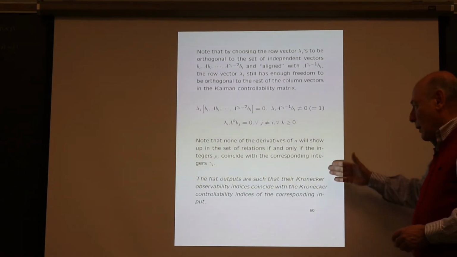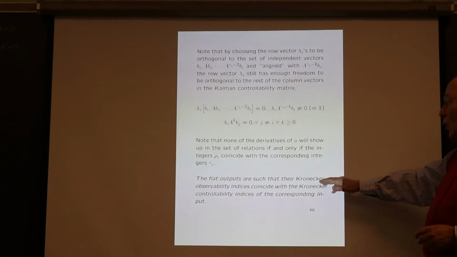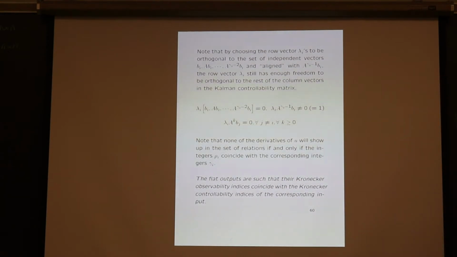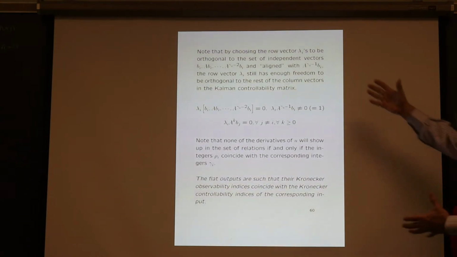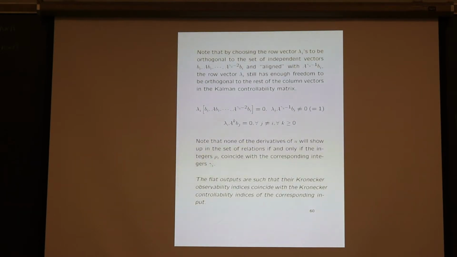So the net result is that the flat outputs are such that the Kronecker observability indices coincide with the Kronecker controllability indices for the corresponding input. So this will create an input to flat output relationship which is very well geared towards solving one of the most significant problems in multi-input, multi-output systems, which is the decouplability. Somehow we want each control to be in charge of a set of outputs, and the interference can be eliminated from the action of the controls trying to control its individual subspace of the state space.